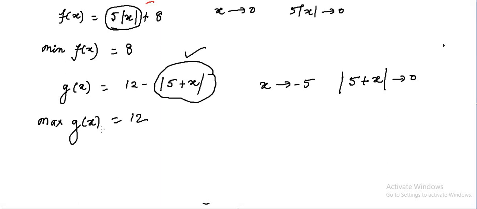Now in the question it is asking the product of the maximum and the minimum value. So just multiply both of them, that is 12 into 8. You will be getting the result as 96. I hope I have made this question very clear.